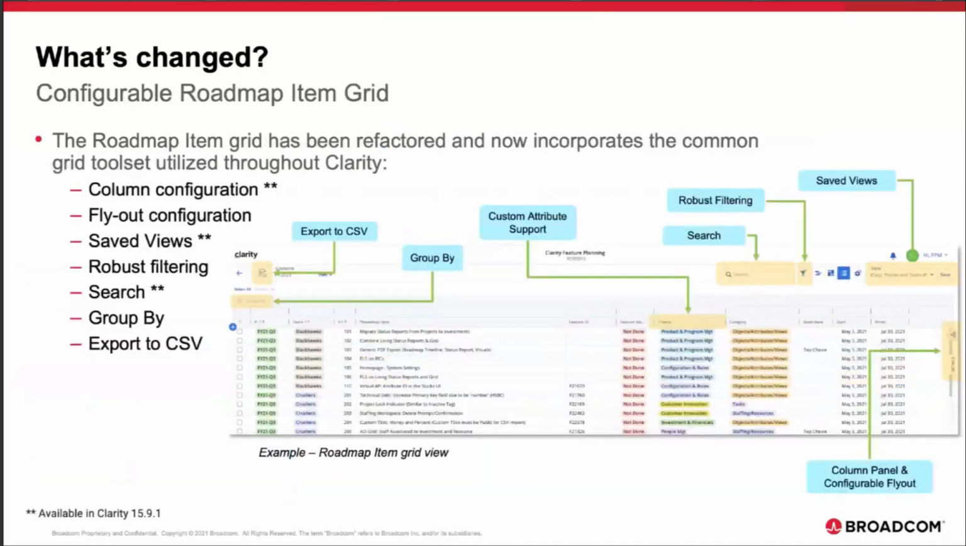With 15.9.2, the roadmap item grid has been refactored and now incorporates the full complement of common grid toolsets utilized throughout Clarity, including column configuration, the detail flyout, save views, robust filtering, search, group by, and export to CSV. In 15.9.1, the roadmap item grid had a limited set of configuration capabilities: the column configuration, save views, and search. But in this release, it's got the full complement of that toolset.